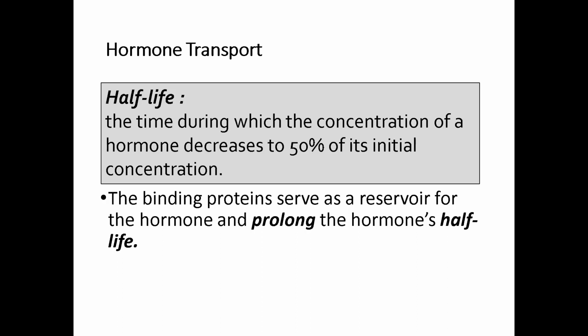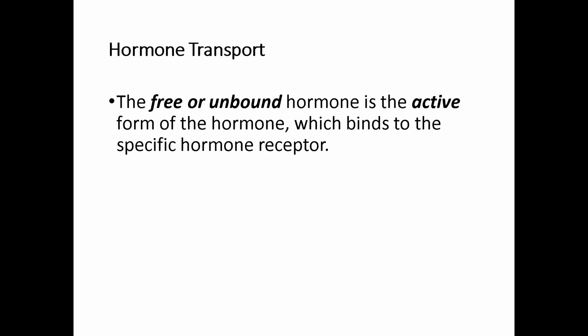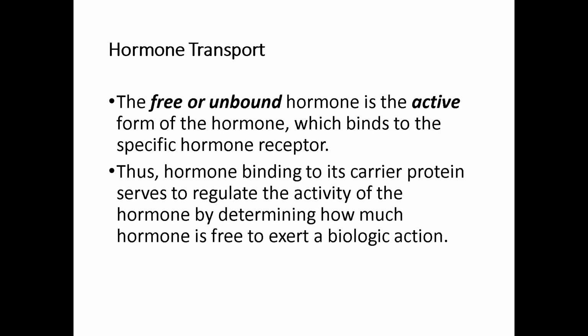So the more the hormone is bound to a protein, the longer the half-life. In other words, the free or unbound hormone is the active form of the hormone, which binds to the specific hormone receptor. So remember that. The hormone binding to its carrier protein serves to regulate the activity of the hormone by determining how much hormone is free to exert a biologic action.